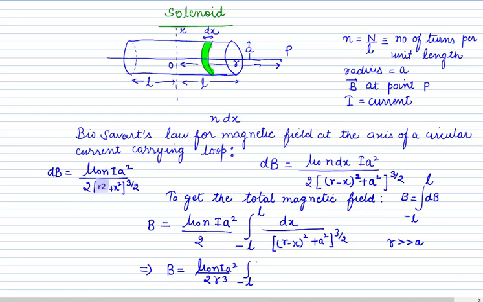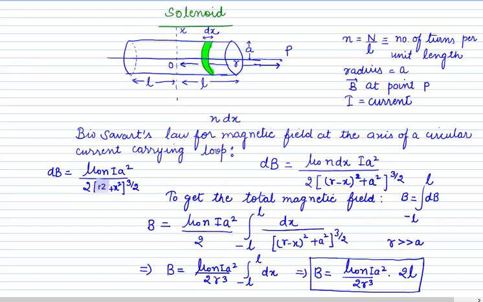Now it is very easy to integrate, minus L to L dx. And dx if you integrate, you will have x. And x if you put the limits L and minus L, then this will be L minus minus L, so it is 2L. So we have B as mu naught n I a square upon 2r cube, and here 2L. So this is the expression for the total magnetic field due to the solenoid at any point P.